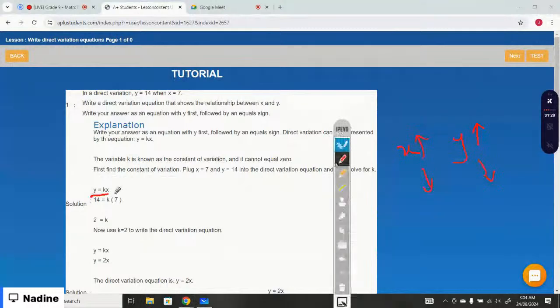So you have to write down the relationship by using a variable, that is y equals kx. Here it is. So y equals 14 and x equals 7. So that is 14 equals k times 7. So that is k equals 2. So you have to write down the value of k back in the equation. So y equals 2x. The direct variation equation is y equals 2x.